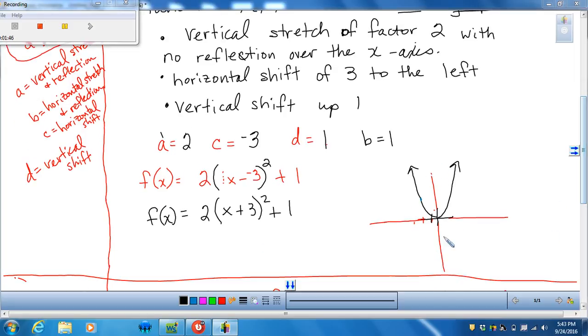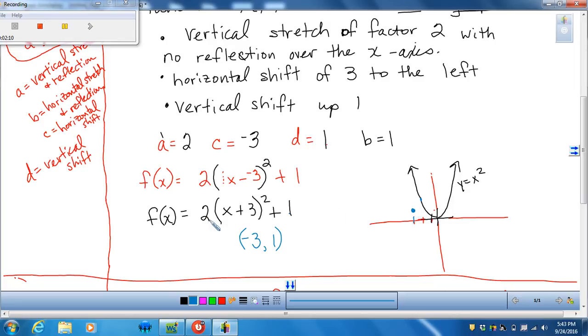Over here you see our parent function already here. This is y equals x squared, the parent. Now let's graph the child. And our vertex is going to be located at -3, comma 1. So 3 to the left and 1 up. So left 3, up 1, puts a point here.